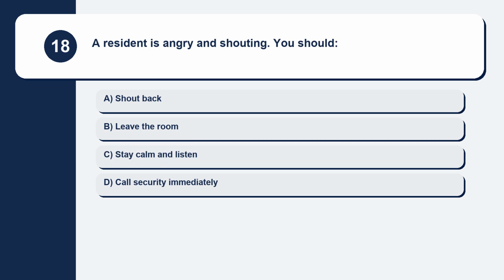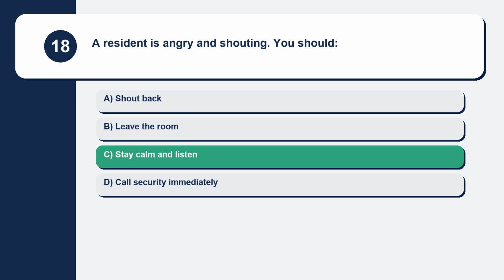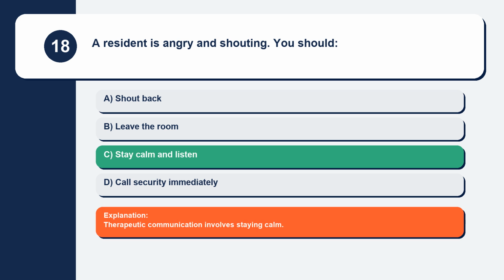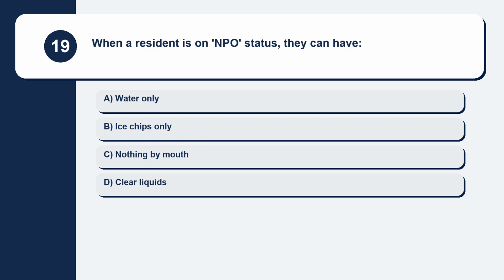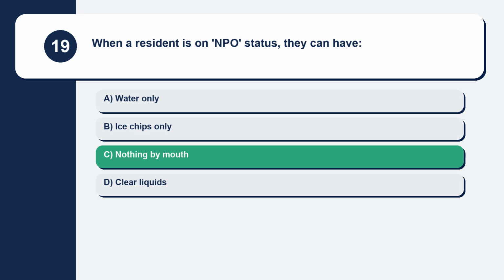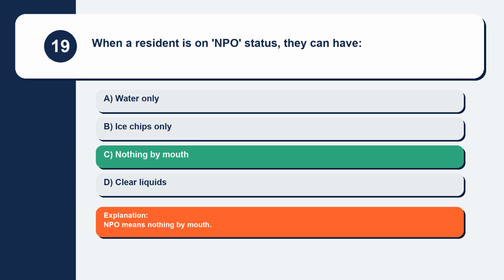Question 18. A resident is angry and shouting. You should shout back. Leave the room. Stay calm and listen. Call security immediately. Therapeutic communication involves staying calm. Question 19. When a resident is on NPO status, they can have water only, ice chips only, nothing by mouth, clear liquids. NPO means nothing by mouth.